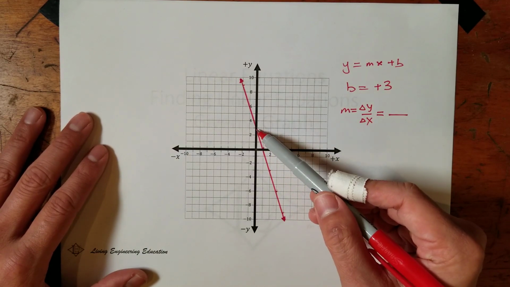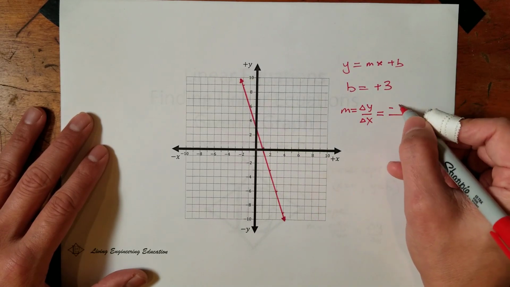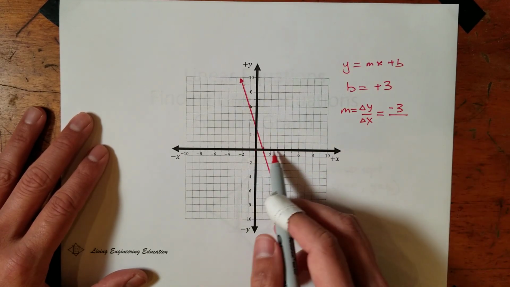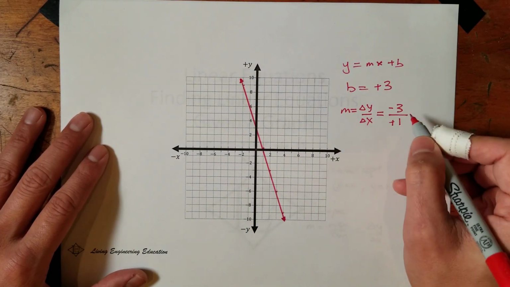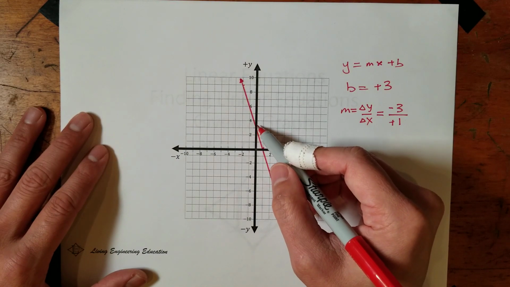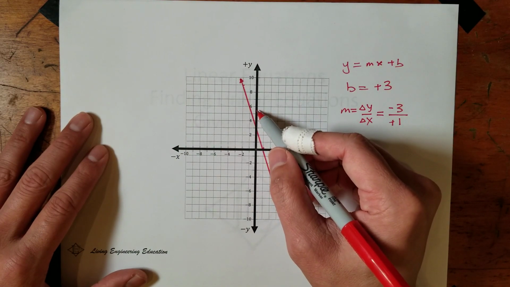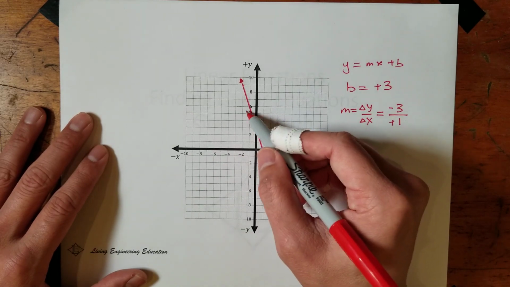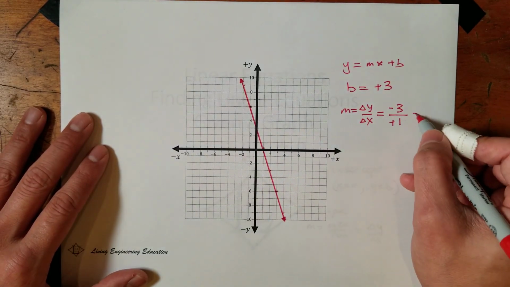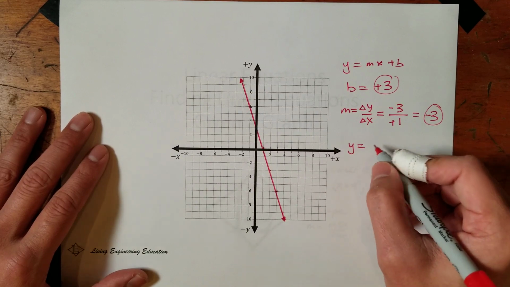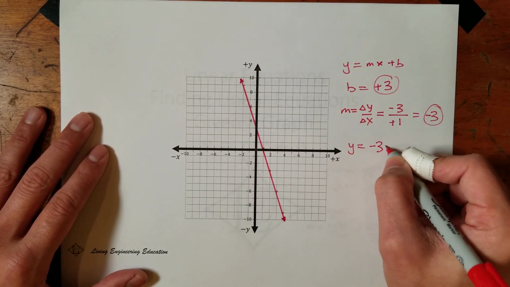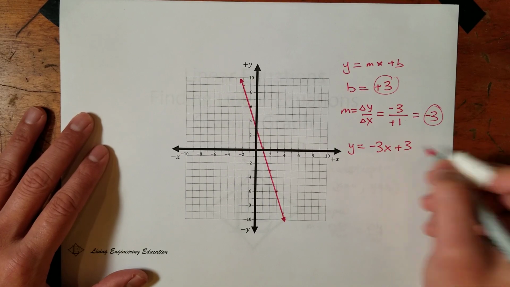So I can either say, let's march downhill, 1, 2, 3. So that's a -3 for delta y. And I'm going to have to move to the right, so it's a positive delta x, +1. You could alternatively go up 3, 1, 2, 3. So a +3 for the numerator, and to the left, so -1 for the denominator, and you get the same value. So the slope here is -3. So we got our slope, we got our y-intercept. Now I can write my linear equation, y equals -3x plus 3.